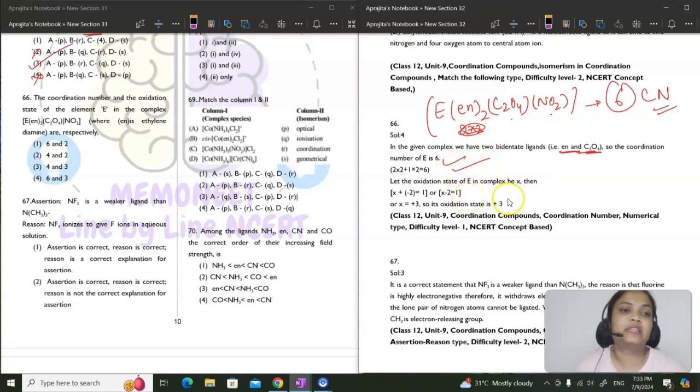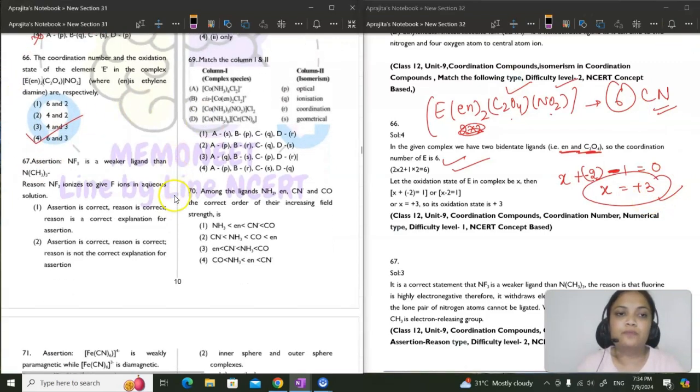Now if we take the oxidation state to be X, so for X plus, for ethylene diamine it's 0, and minus 2 for C2O4, and for NO2 minus 1, equals to the overall charge of 1. So X will be plus 3 from here. Okay, so oxidation state is plus 3 and coordination number is 6. So answer is option 4.